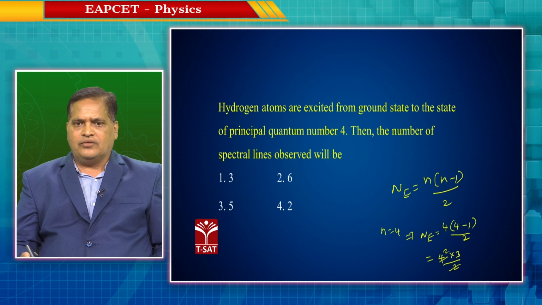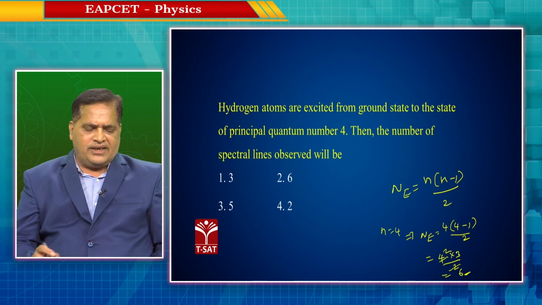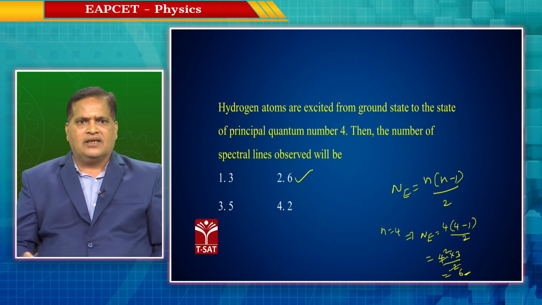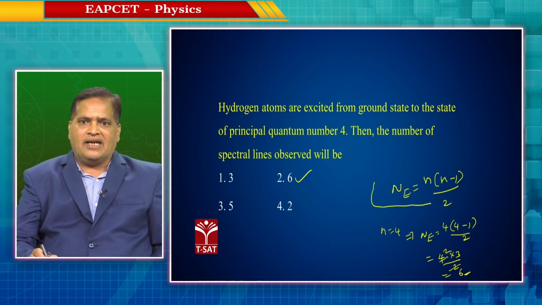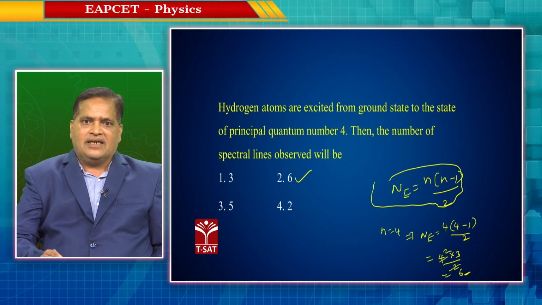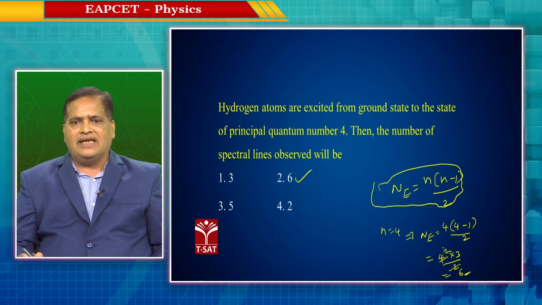Okay, 2 into 3 is 6. Here this is the answer, option 6. Therefore the number of spectral lines, this is the formula. The number of spectral lines formula is that Ne is equal to n into (n minus 1) by 2.